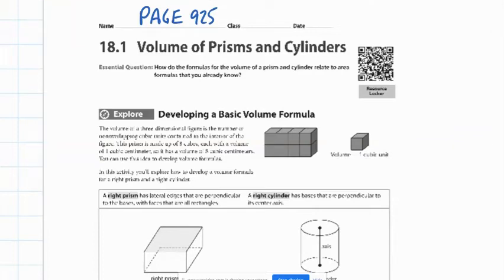Today's lesson is going to be on volume of prisms and cylinders. So go ahead and open up your textbook to page 925, and we'll start this lesson.